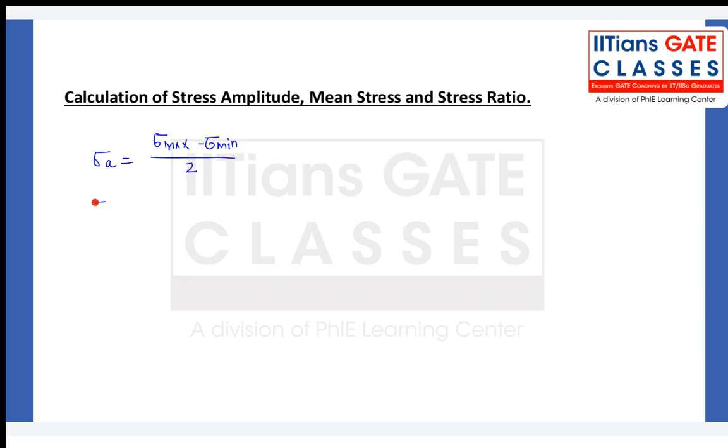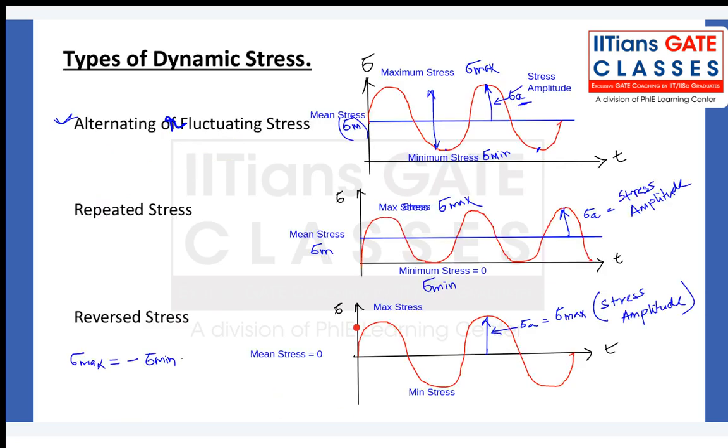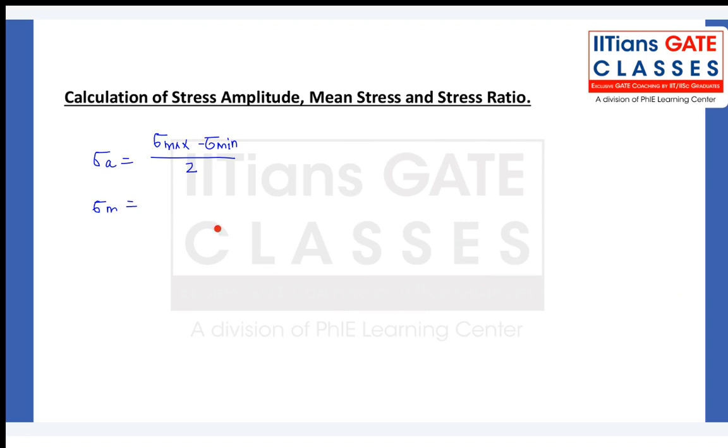Similarly, we'll have mean stress. You have to calculate mean stress. How to calculate the mean? The formula for mean is the same everywhere. If you want to calculate the mean, it is nothing else but maximum value plus minimum value divided by 2. Mean is nothing else but average, right? So it's sigma max plus sigma minimum divided by 2. So these two formulas are very, very important, and you will be required to recall them very much.